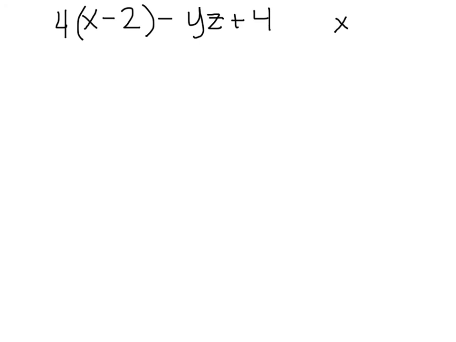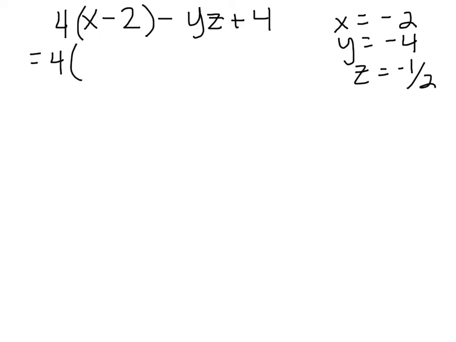All right, let's look at the last. And the last problem says 4 times the quantity x minus 2 minus yz plus 4. And remember, x is negative 2, y is negative 4, and z is negative 1/2. So I'm going to plug my values in. X is negative 2 minus 2. My y is a negative 4. My z is a negative 1/2. And remember, those guys are multiplied together, plus a 4.